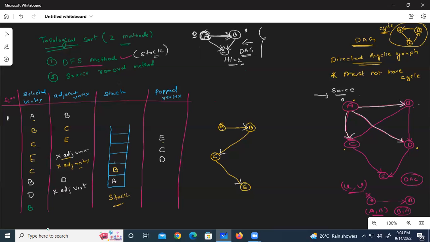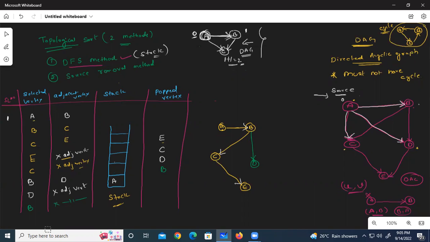Again, check with B. Does B have any adjacents? Already everything is completed. Nothing is there. No adjacents for B because all vertices are visited. C also visited as well as D also visited. Any vertex left? Nothing. Adjacents also finished. So that is the reason why I pop the B also. Here over. Then remove that B from the stack.